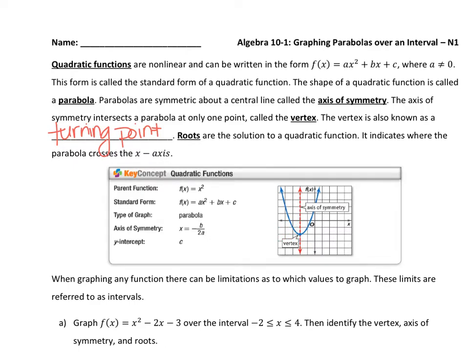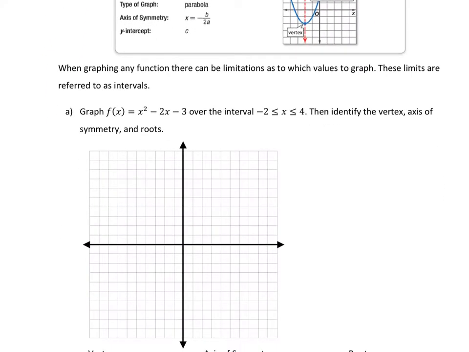When graphing any function, there can be limitations as to which values to graph. These limits are referred to as intervals. Graph f of x equals x squared minus 2x minus 3 over the interval negative 2 is less than or equal to x is less than or equal to 4. I would also say x is between negative 2 and 4, inclusive, meaning we include the negative 2 and 4. I know that because of these lines underneath, the equal to portion. Then identify the vertex, axis of symmetry, and roots.